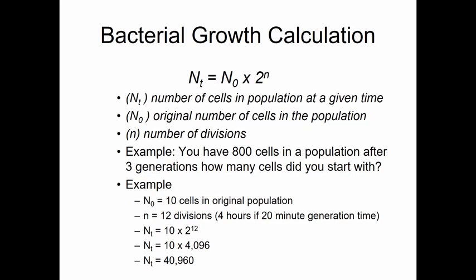So n sub t is the number of cells in a population at a given time. So think of that as your final population number. N sub o is the original number of cells in the population, and little n is the number of divisions. So if you have 800 cells in a population, after 3 generations, how many cells did you start with? Okay? All you got to do is plug in the numbers according to the calculation. So we have 800 is our final number. We are trying to solve for n sub o.